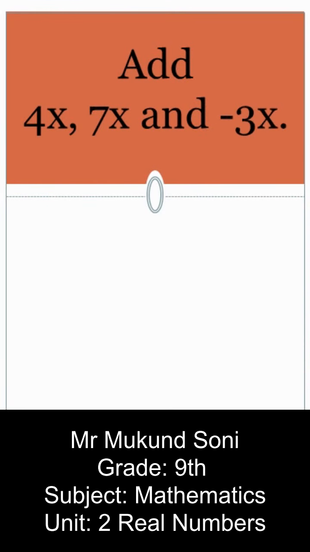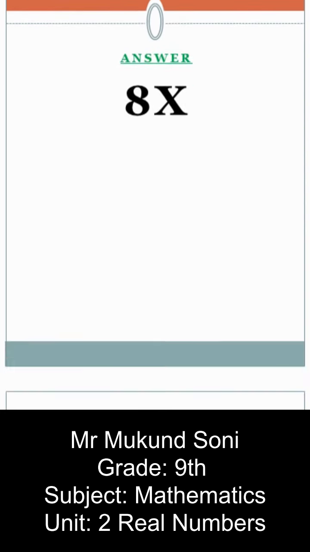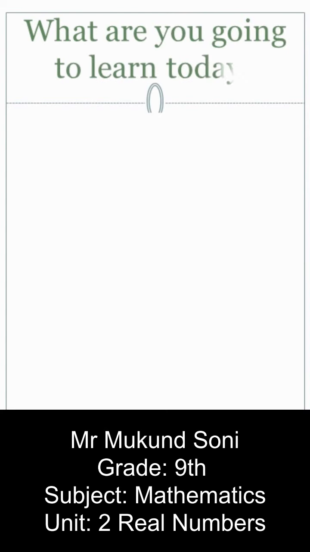Add 7x, 4x and negative 3x. You must need to know how to add like terms. You just add and subtract coefficients of them. Then your answer is, yes, do you get it already? 8x, correct.